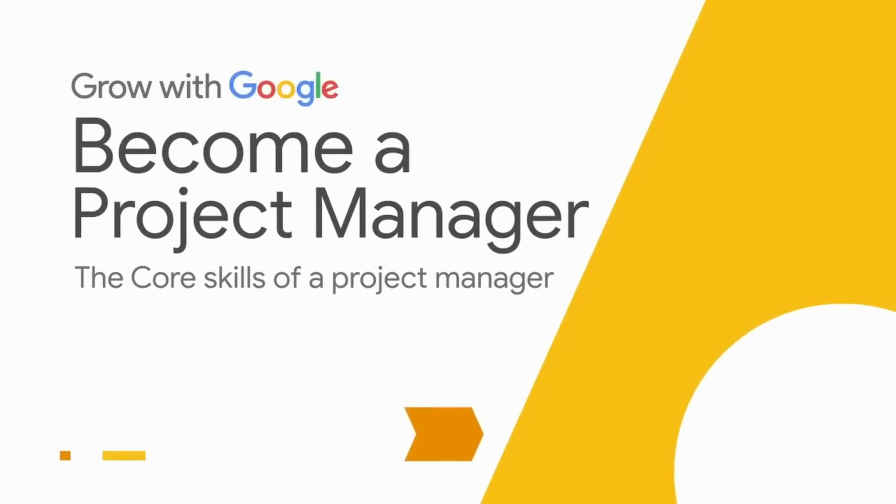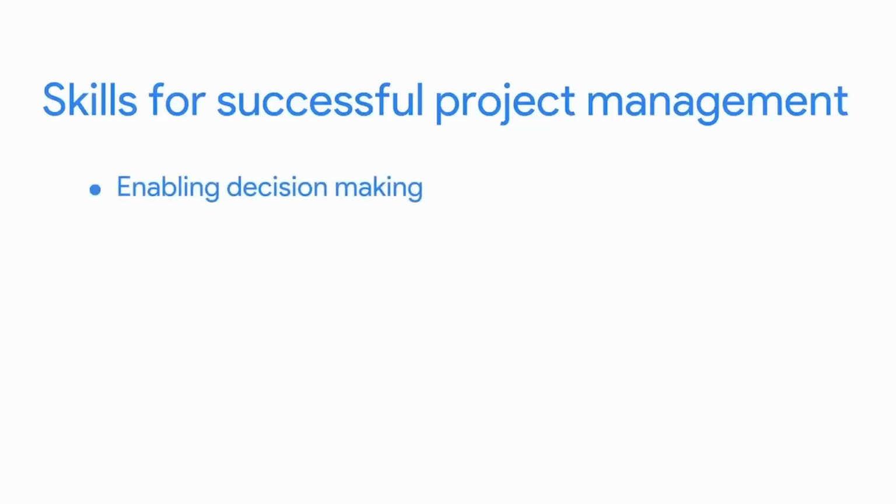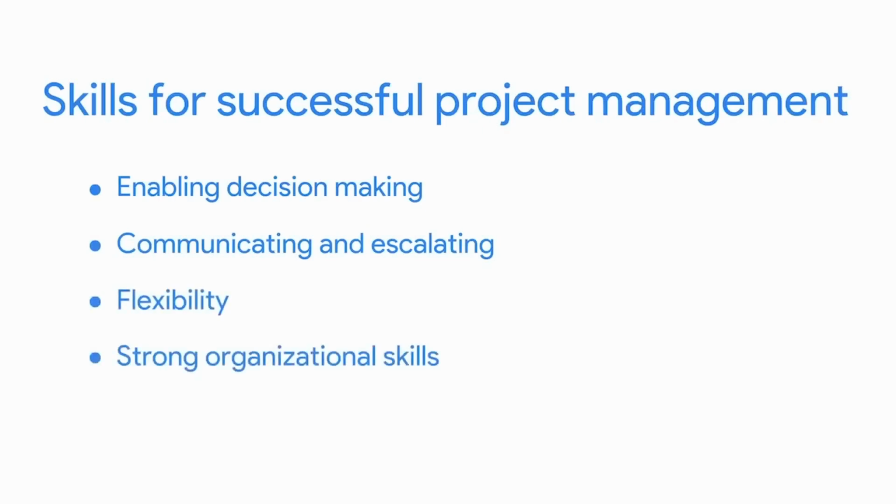Catch all that? Let's recap. You've learned that a project manager isn't always the direct manager of each member of the project team. Rather, they're responsible for guiding those people and ensuring they have the support they need to complete the project. While there are lots of different skills a project manager can bring to their role, there are 4 specific skill sets that we think can help a project manager be successful. Those are enabling decision-making, communicating and escalating, flexibility, and strong organizational skills.